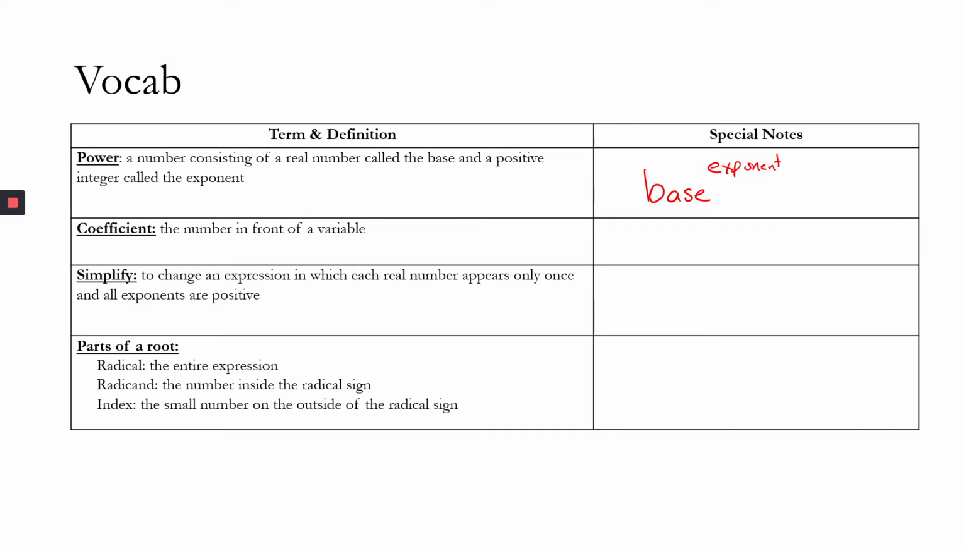Coefficients are just numbers in front of a variable, which we'll talk about. And then to simplify means to change an expression in which each real number appears only once and all exponents are positive. Parts of a root, the radical here, we're actually going to talk about in the second part of the video, so I'll come back to that later on.